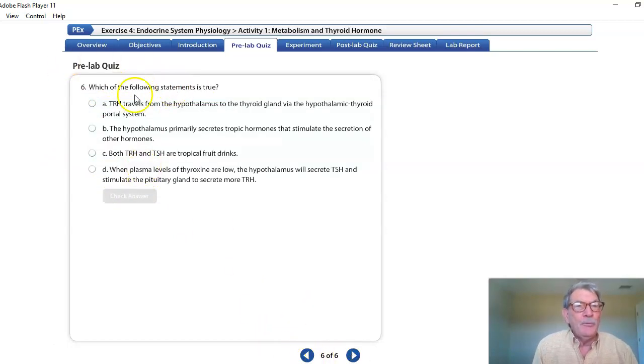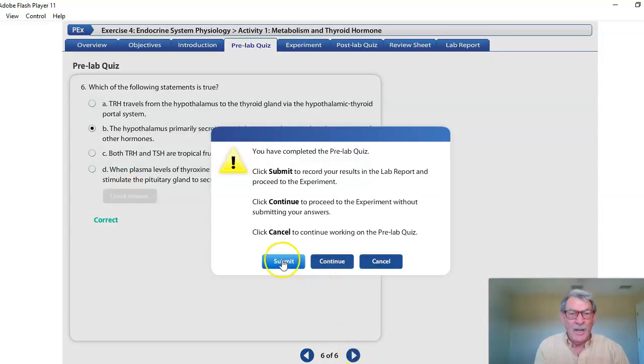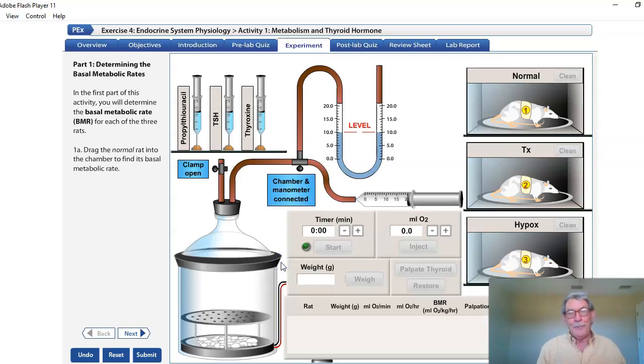Which of the following statements is true? TRH travels from the hypothalamus to the thyroid gland. No, it goes to the pituitary and causes the pituitary to release TSH. Hypothalamus primarily produces tropic hormones that stimulate the secretion of other hormones. That's exactly what it does. It releases all of these hormones that go down the pituitary stalk and cause the pituitary to release its hormones. Yep. Okay, I'm going to submit that because we've got them all right.